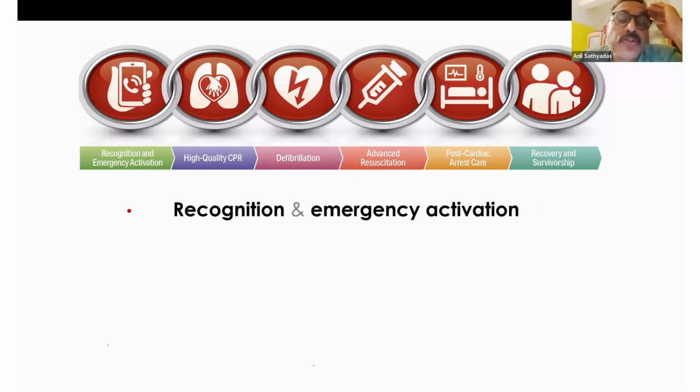Then why is it shown as a chain? That is to show that all the steps are equally important. Okay, so if one step is weak, the link is weak and the chain becomes weak. It will lose its strength. So the outcome would be not very good. All steps are equally important. That is why it's shown as a chain of survival.